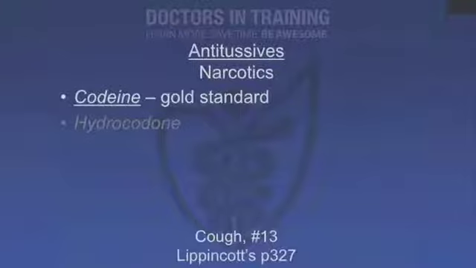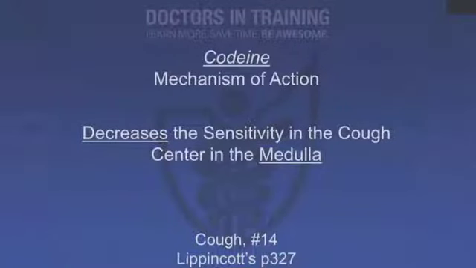This is a prescription medicine, and what it does is it decreases the sensitivity in the cough center in the medulla to cough. So your lungs have a lot of mucus in them. They're sending signals to the brain that say, cough, get this mucus out, cough, cough. And the codeine works by kind of blocking those signals and making it so that you don't cough as much.